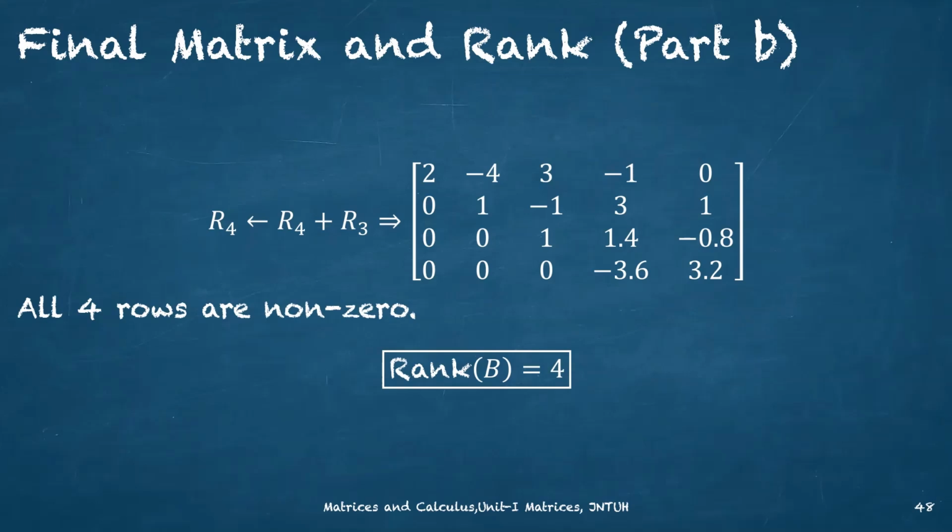Final matrix and rank, part B. In the final step, we simplify row 4 by adding row 3 to it. So row 4 becomes 0, 0, 0, minus 3.6, 3.2. Now if we look at the matrix, all 4 rows are non-zero. This means there are 4 linearly independent rows in the matrix. Therefore, the rank of matrix B is 4.